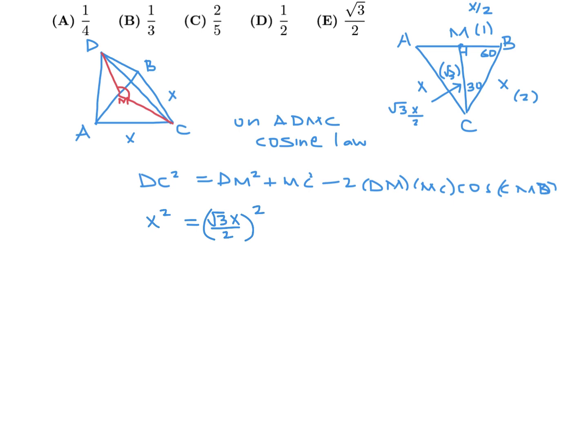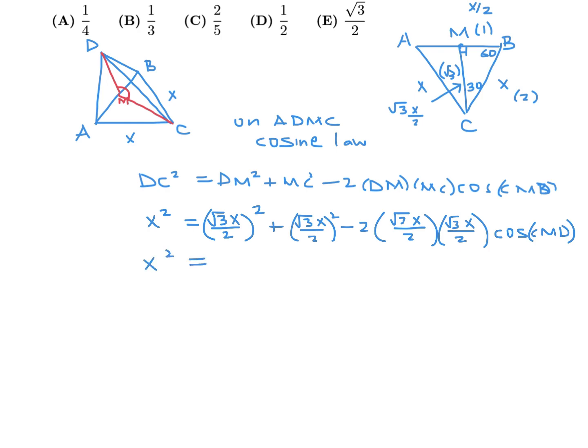MC, I believe, is the same thing. Root 3x over 2, all squared, of course. And then this DM and DC all by themselves. And then the cos of CMD, which is what we are trying to figure out. So I think that is the unknown. Okay, so let's do this now.